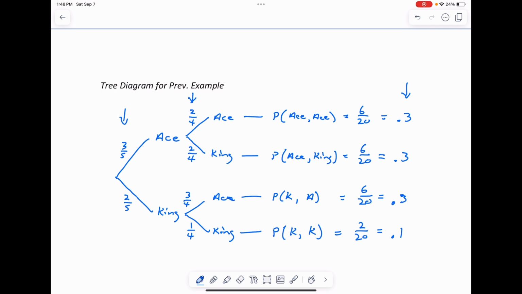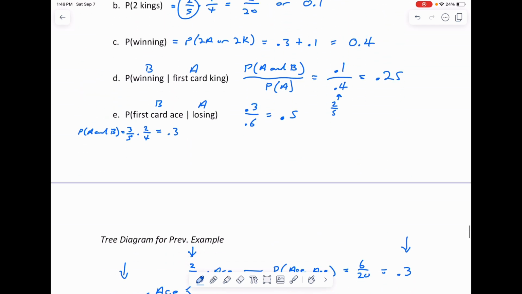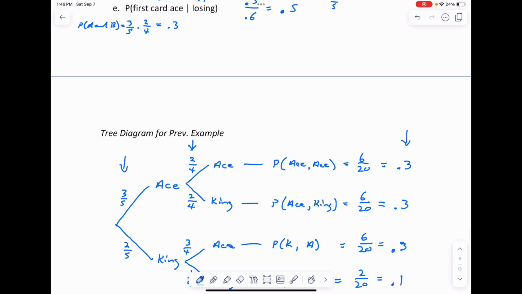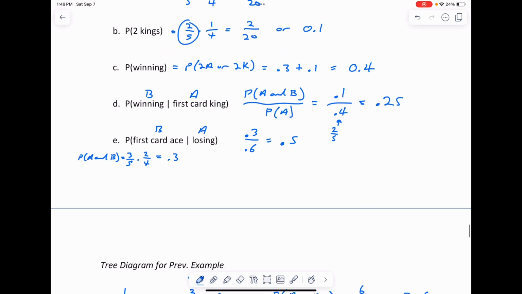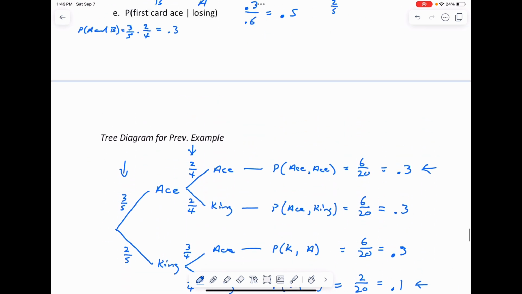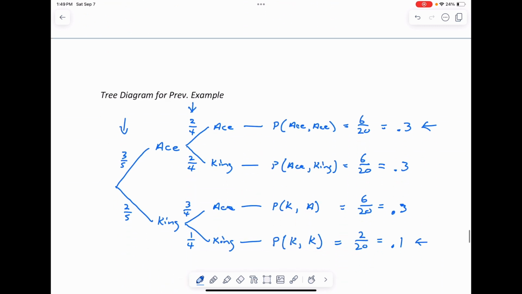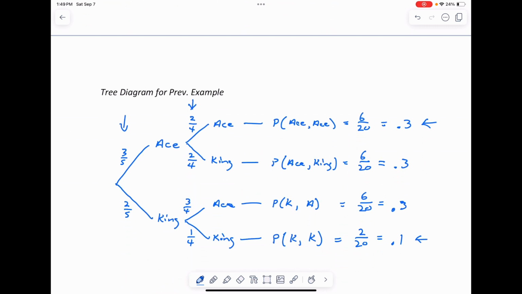So now when I think about answering these questions, what is the probability of drawing two aces? Well, two aces is this very first row, right? It's an ace followed by an ace. If I look at the second question, the probability of two kings, that's the very bottom row. Probability of two kings is 0.1. The probability of winning, well, again, it's just those two things added together, the 0.3 and the 0.1.